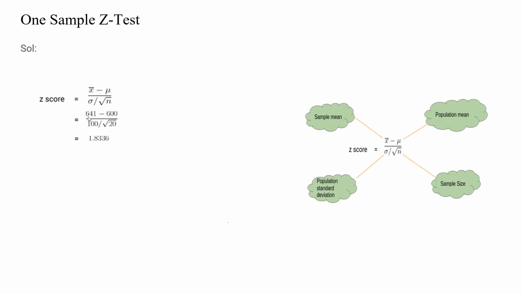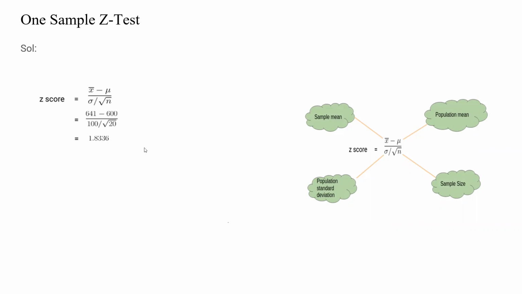Using this formula, we will calculate a z-score, and in our example, if we apply the same formula and all the values which we saw previously, we will get a z-score of 1.8336 for our particular example. Now from this z-score, we need to identify the critical region. So, the z critical value for the rejection region.